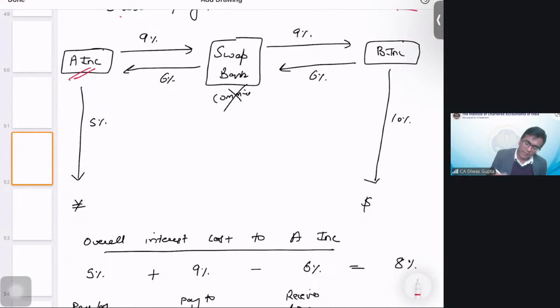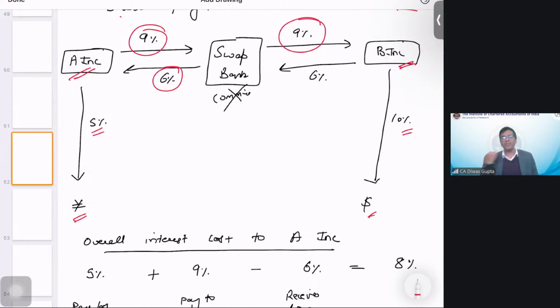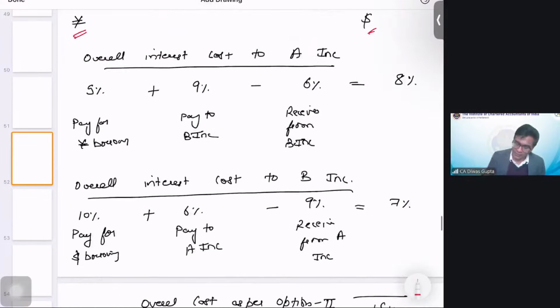A will borrow in yen, B will borrow in dollar, which is opposite to their preferences. A will end up paying 5% here, B will end up paying 10% here, which is with their respective banks. Now A will pay to the swap bank 9% and receive 6% from B Inc. Similarly, B Inc. will receive from the swap bank, which is coming from A, 9%, and pay 6%. Is there any commission involved with the swap bank? The answer is no. The question has not told you that there is any commission to the swap bank, so we will ignore it and continue accordingly.